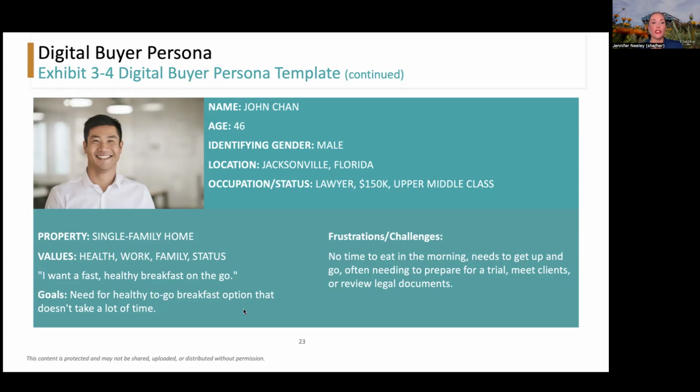So again, John Chan, he's 46 years old. He identifies as a male. His location is primarily Jackson, Florida. And think of location again, primary, secondary. People can, depending on your target persona, move around quite a bit. They may live one place, work another. Since the pandemic, people have shifted and changed their work-life balance in lots of different ways. So don't make any assumptions about maybe them being based in more than one location.